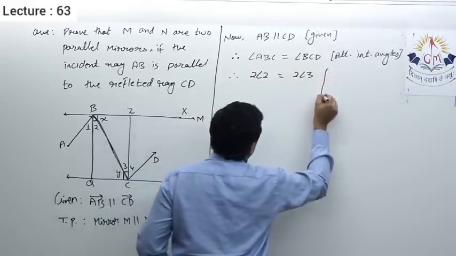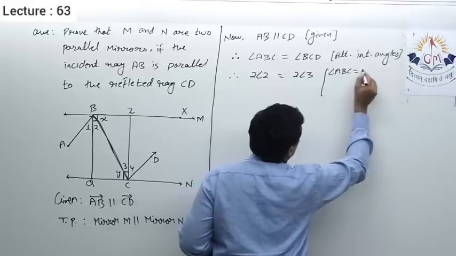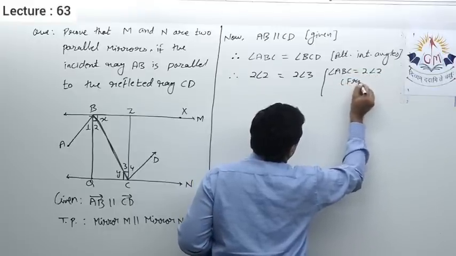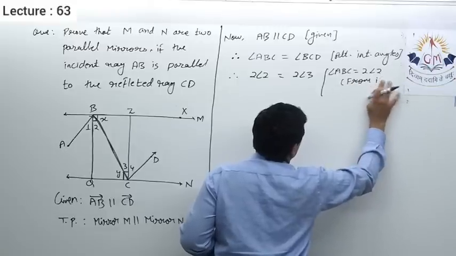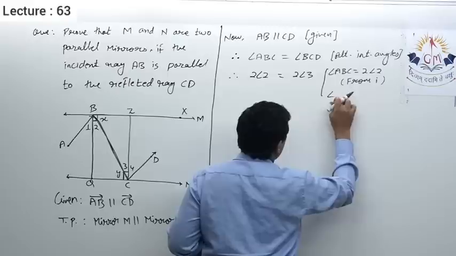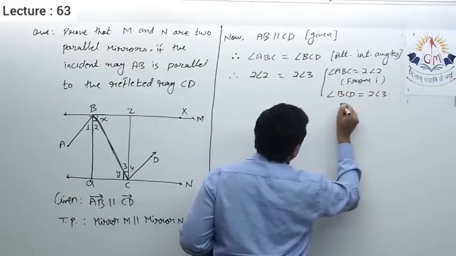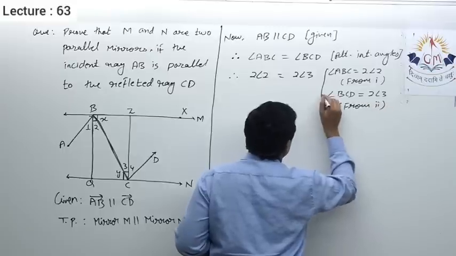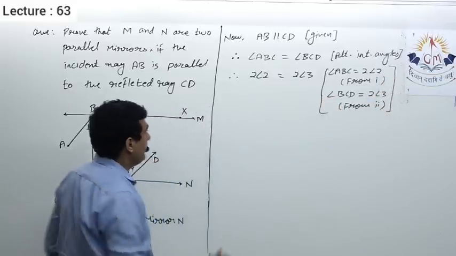Okay, here we can write angle ABC equal to twice of angle 2 that I took from first, and angle BCD is equal to twice of angle 3 that I took from second. So you have to give reason for each and every statement.